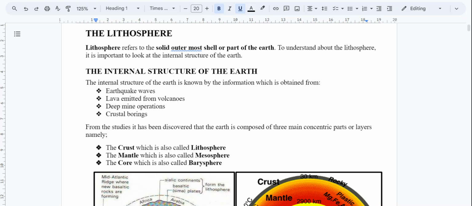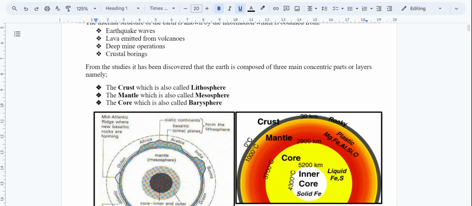In Form 2, you were introduced to some concepts of the internal structure of the Earth. In studying it, we emphasize information from earthquake waves, lava emitted from volcanoes, crust borings, and deep mine operations. From these studies, it has been discovered that the Earth is composed of 3 main concentric parts or layers. These layers are the crust.